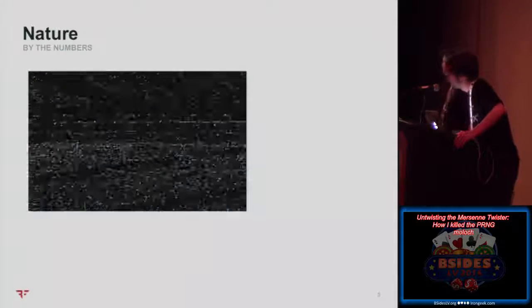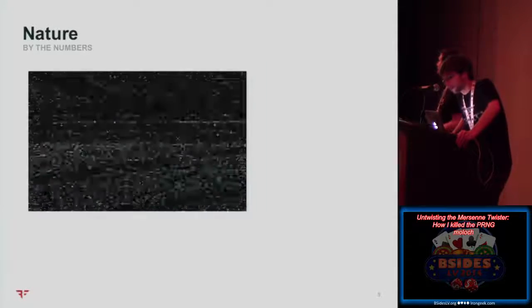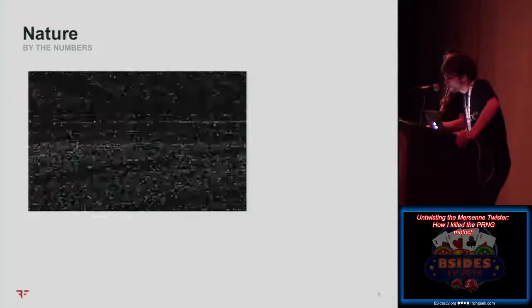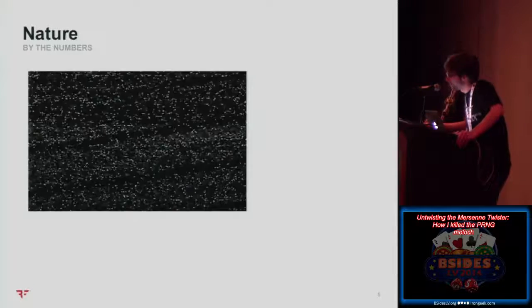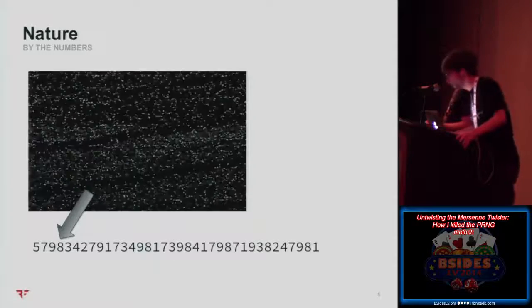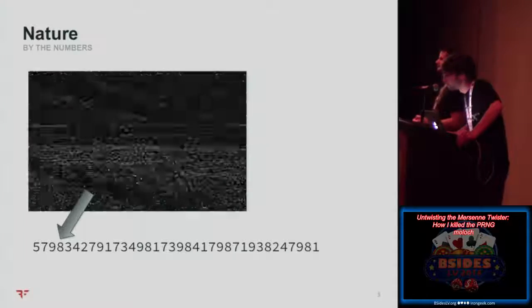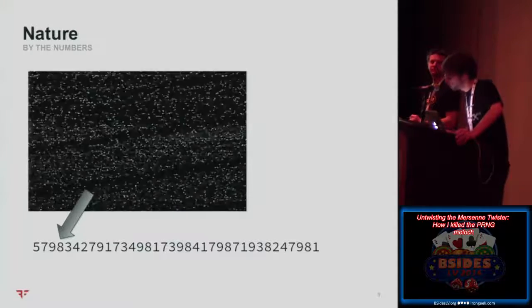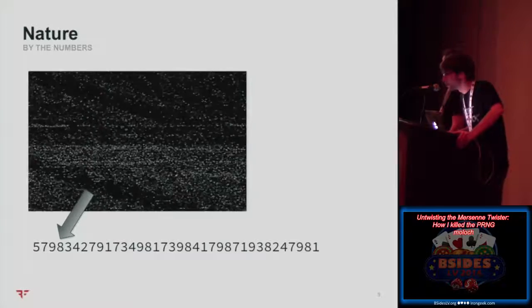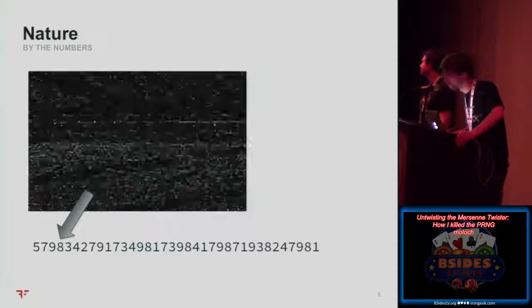So in nature, there are a lot of random sequences everywhere. Traditionally, what you'll do is something called sampling. You'll sample this noise. For example, the static on a television is an excellent source of real randomness, truly random data. So you'll sample this to produce numbers, and then you can use these numbers for whatever you need random numbers for.